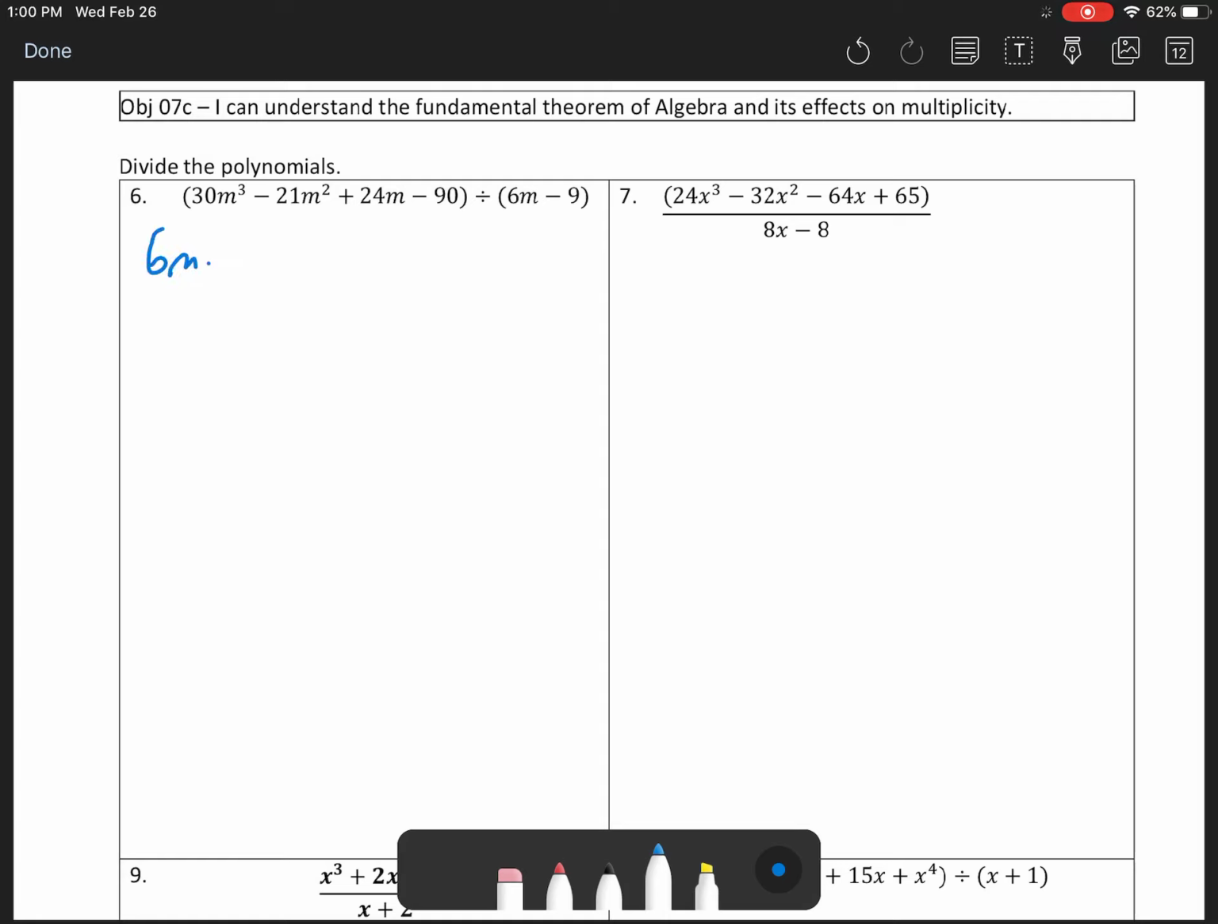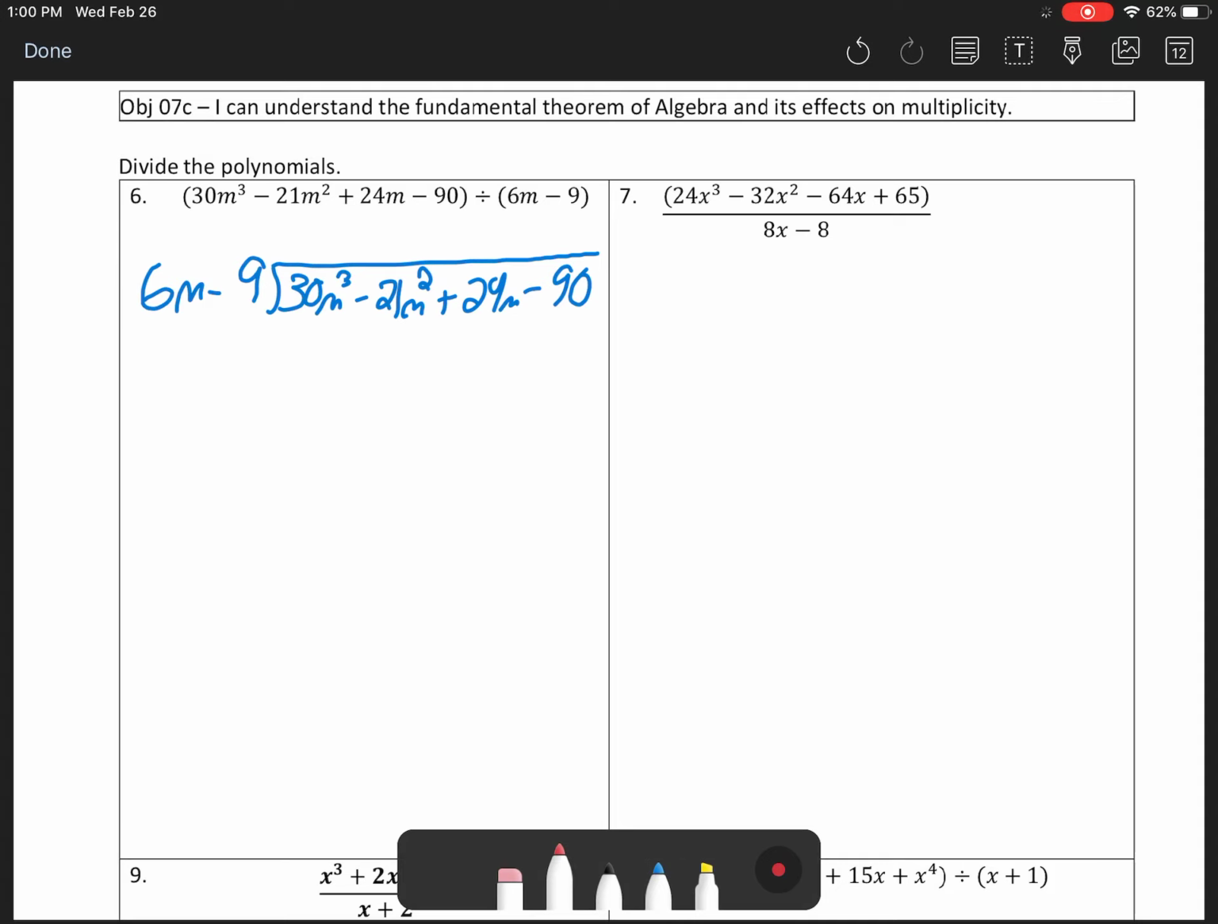So I have 6m minus 9 goes into, actually I'm going to leave a little bit more space here. So 6m minus 9 goes into 30m cubed minus 21m squared plus 24m minus 90. Okay, and I just make sure I have my cubed, my squared, my first power, and my 90.